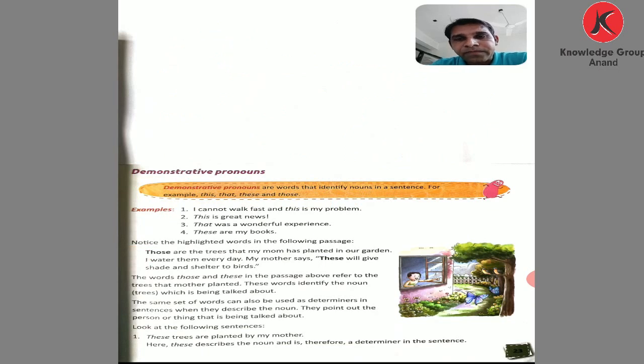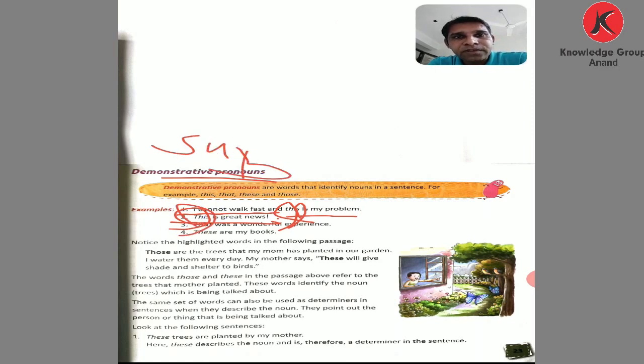Let's see the examples given here. I cannot walk fast, and this is my problem. This is used as the subject. Demonstrative pronoun: this is great news. We use this as the subject, means in the first place. Instead of a noun we can use this.